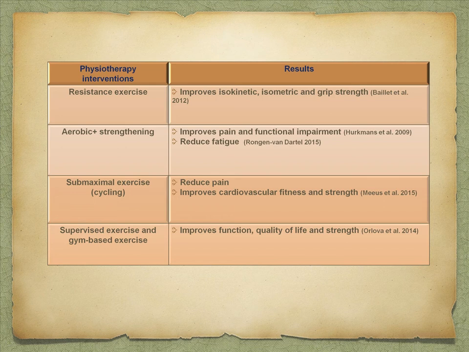Aerobic exercise serves as a good adjunct to help with pain and to improve functional impairment. It is also effective at reducing fatigue in the short and medium term in RA patients. Submaximal exercise, such as cycling, helps to reduce pain and improve cardiovascular fitness and strength. Supervised exercise and gym-based exercise help to improve function, quality of life, and strength in early RA patients.